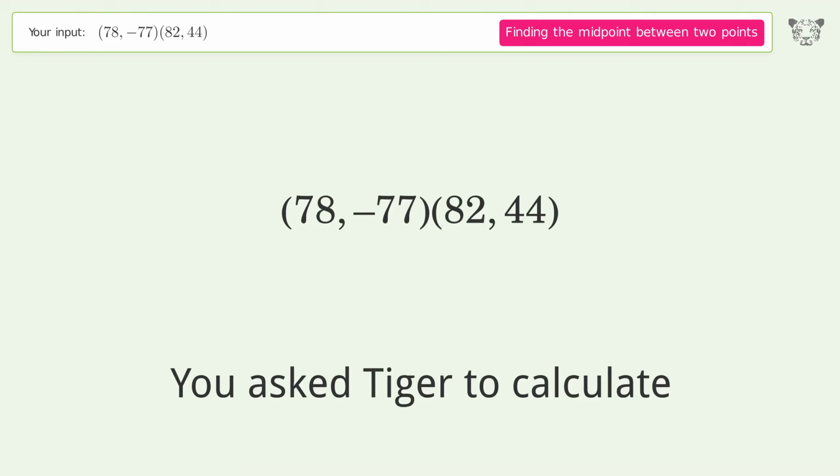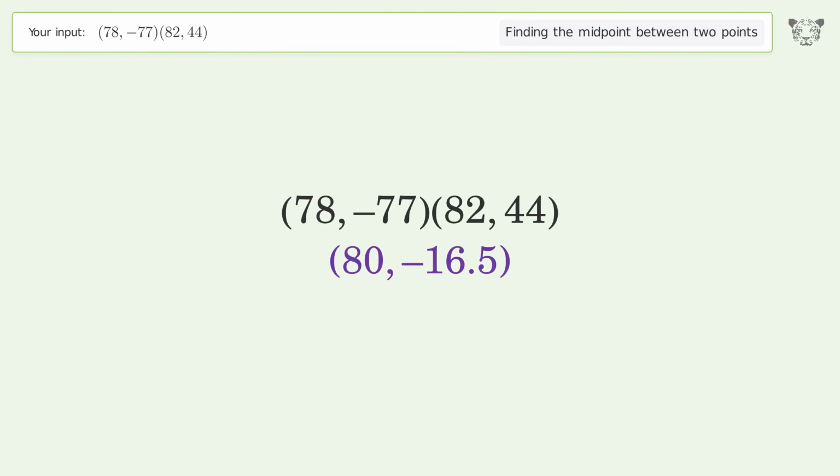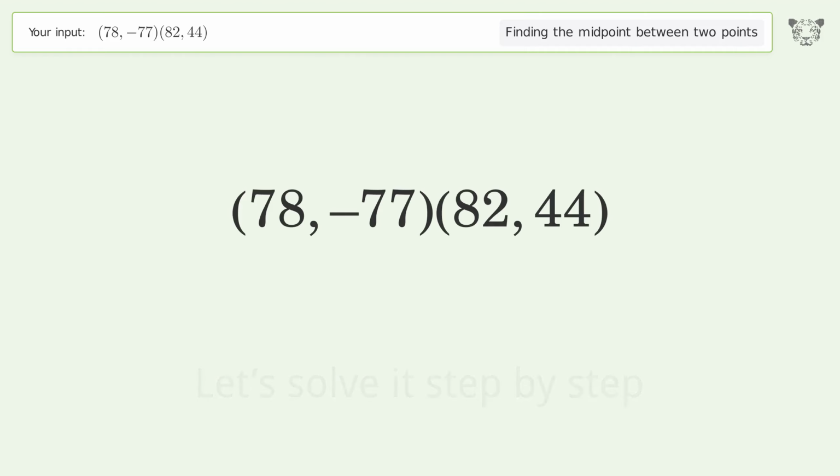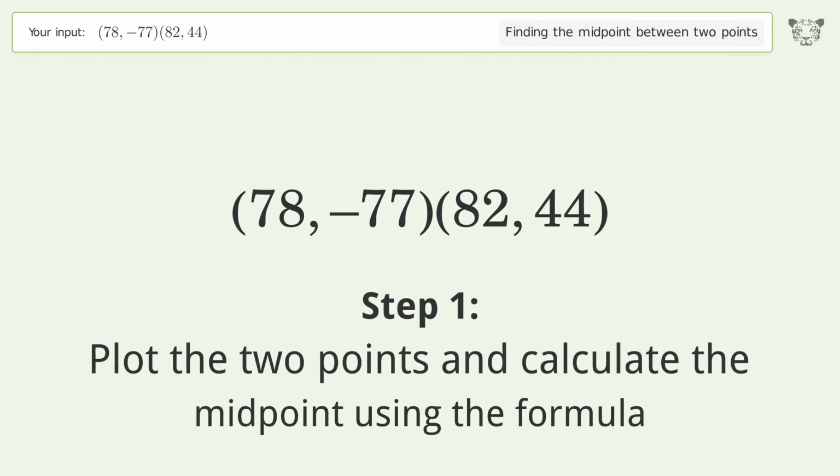You ask Tiger to calculate. This deals with finding the midpoint between 2 points. The midpoint between the 2 points is 80, negative 16.5. Let's solve it step by step. Plot the 2 points and calculate the midpoint using the formula.